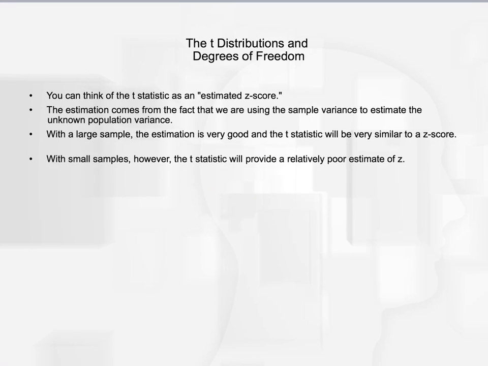So think of the t-statistic as kind of like a z, or an estimated z. We estimate because we're using sample information to make a judgment about a population. When you have a very large sample, if you had a sample of 500, 600 people, then your t-statistic and your z-statistic would be the same. But when you have less, they vary a little. There's a slight discrepancy.